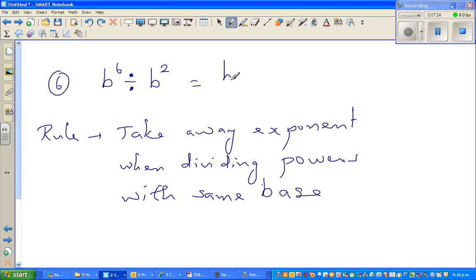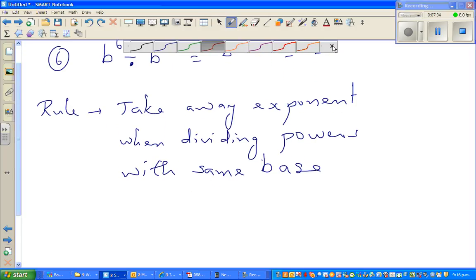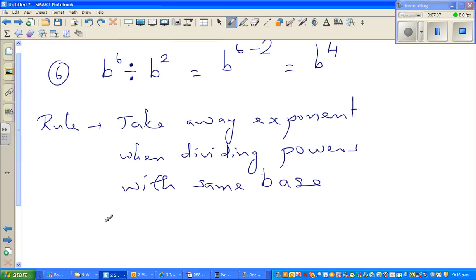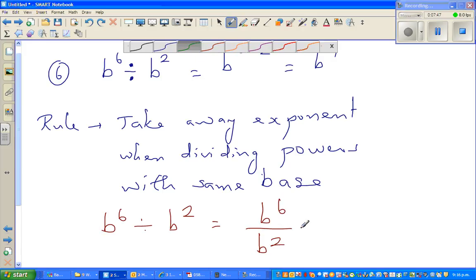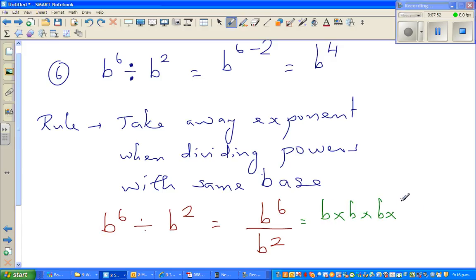So this is b to the power 6 take away 2, which is b to the power 4. Now to explain this in a different way, if you don't want to use the rule, you should be using the rule, but explain the rule. You can write b to the power 6 divided by b squared as b times b six times, b multiplied 1, 2, 3, 4, 5, 6, divided by b squared, b times b.